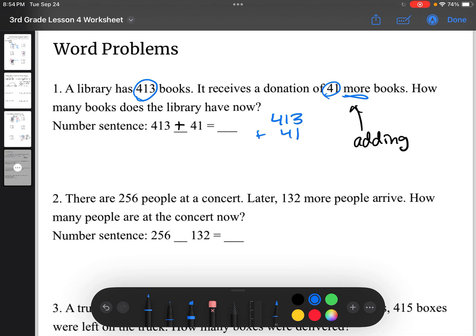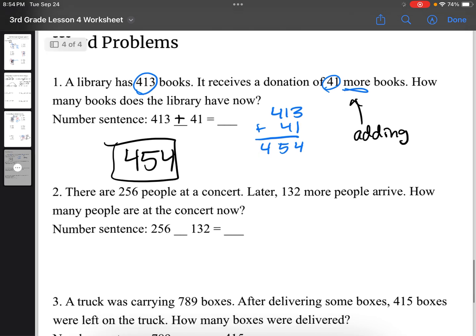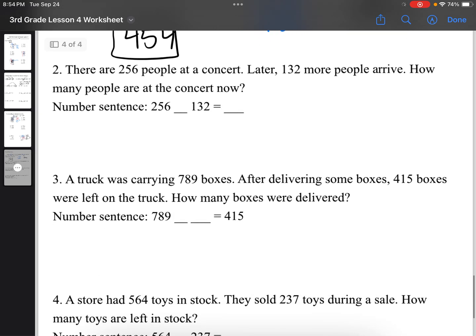413 plus 41. 1 plus 3, 3 plus 1 is 4, 1 plus 4 is 5, and 4 plus 0 is 4. So the answer is 454. Let's take a look at number 3 here.